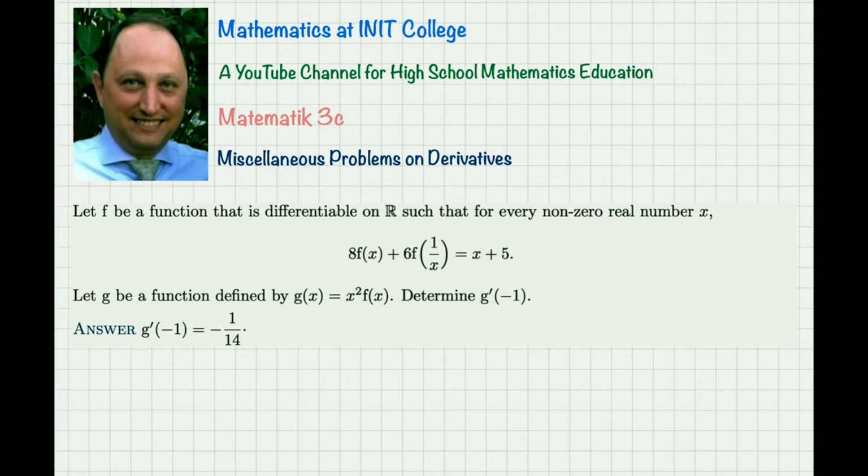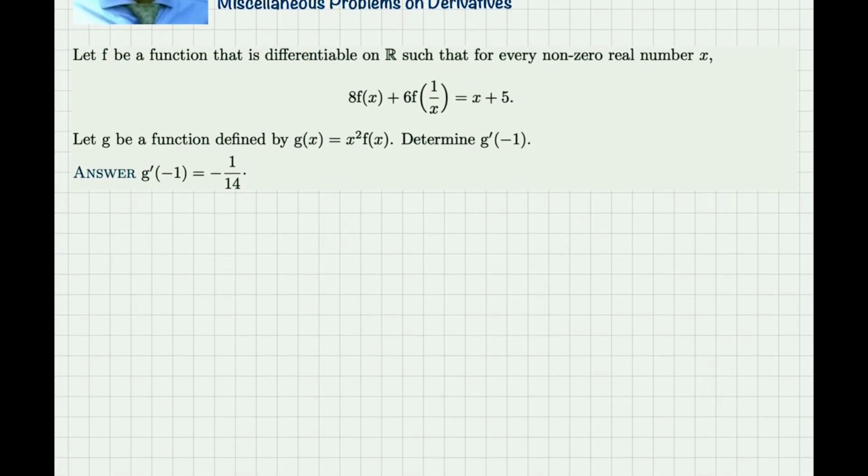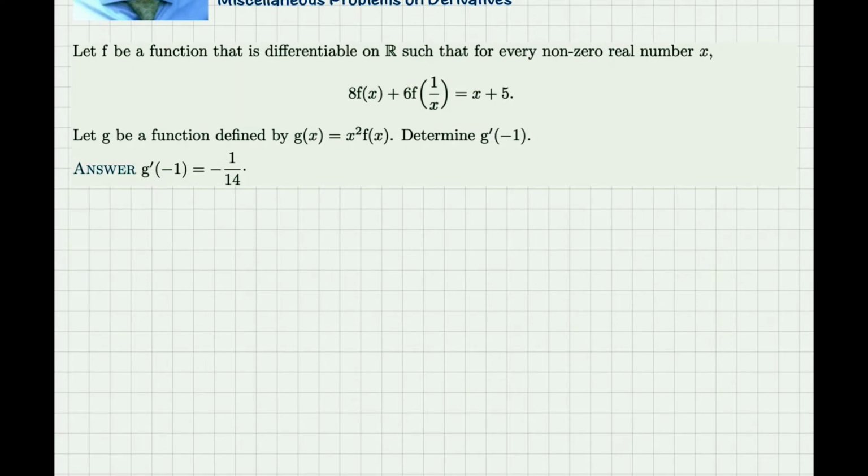Okay, now let us solve the problem. This needs a little bit of experience on how to deal with these problems. My starting point is this given equation. I know that 8 times f of x plus 6 times f of 1 over x is equal to x plus 5. And according to the problem, this equation holds for all possible values for x.